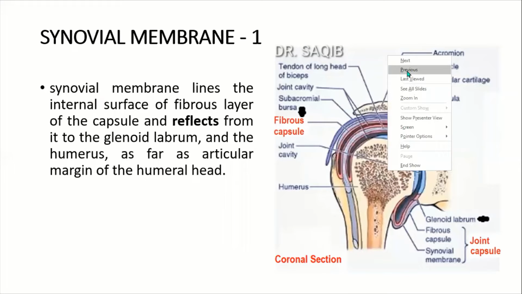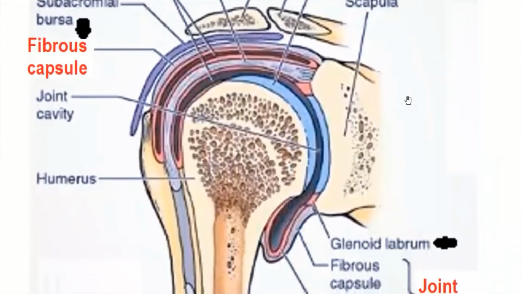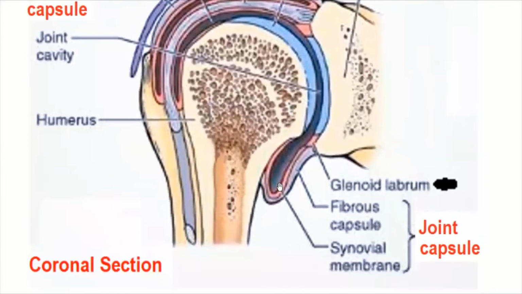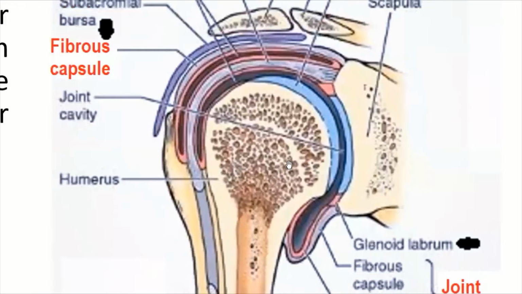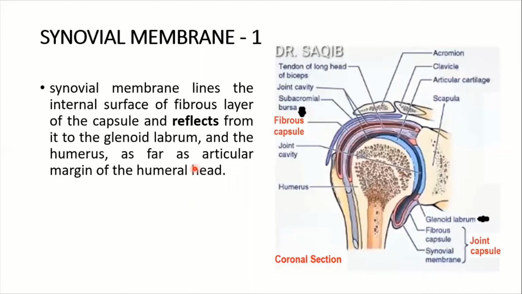So let's zoom in. You could see this over here, right? So you could see this is the synovial membrane, this pinkish color lining the inner side of the fibrous capsule over here, right? You could see over here as well. This is the fibrous capsule, and this is the synovial membrane lining. These are the reflections over here and here, as I discussed with you.